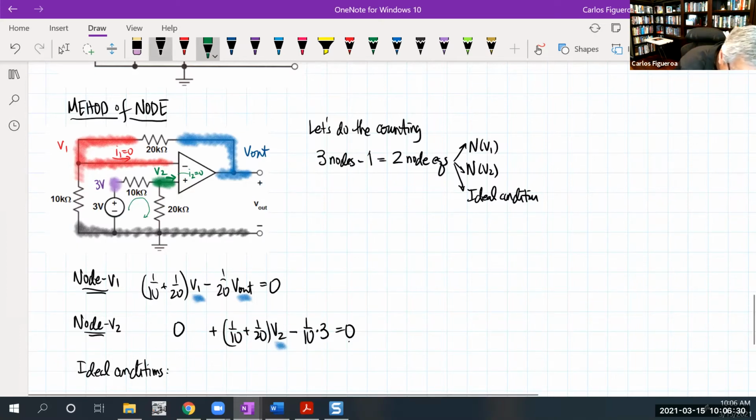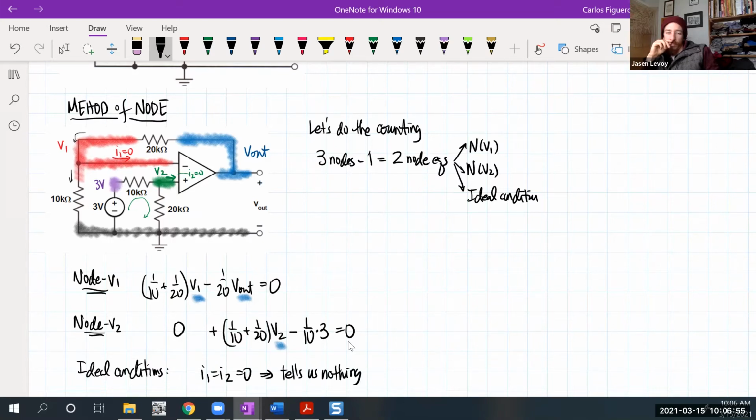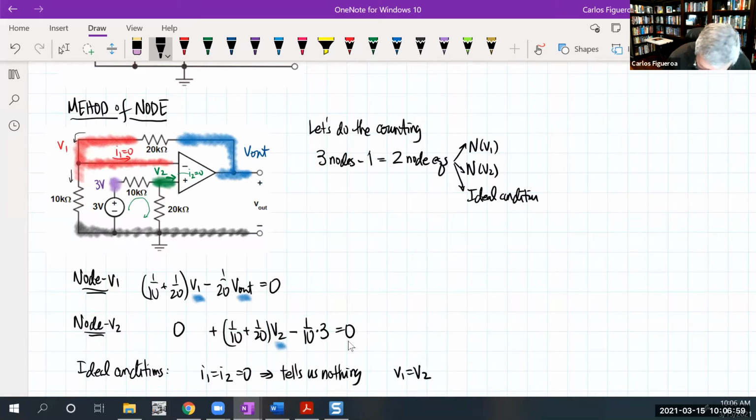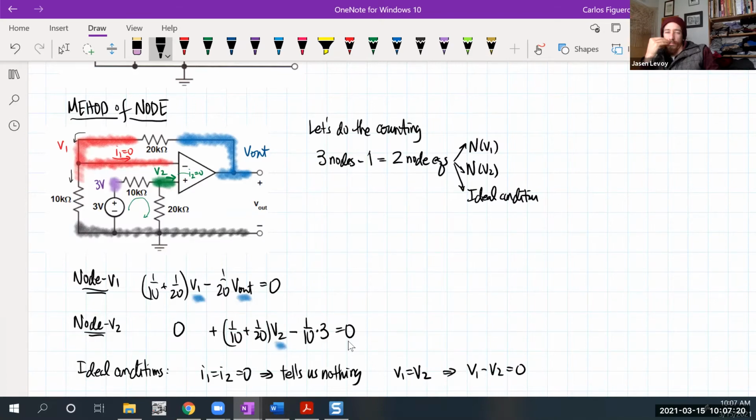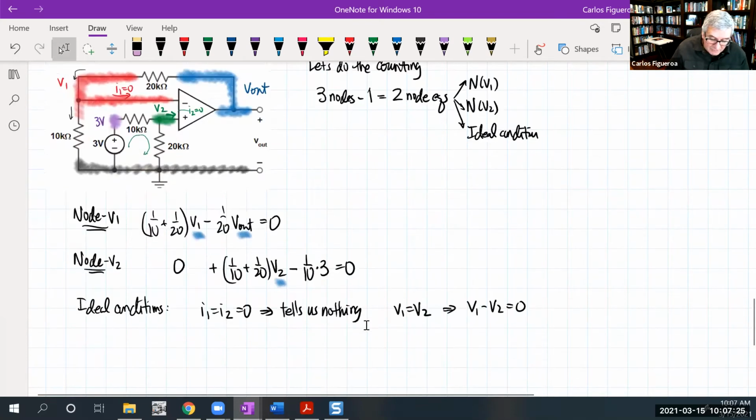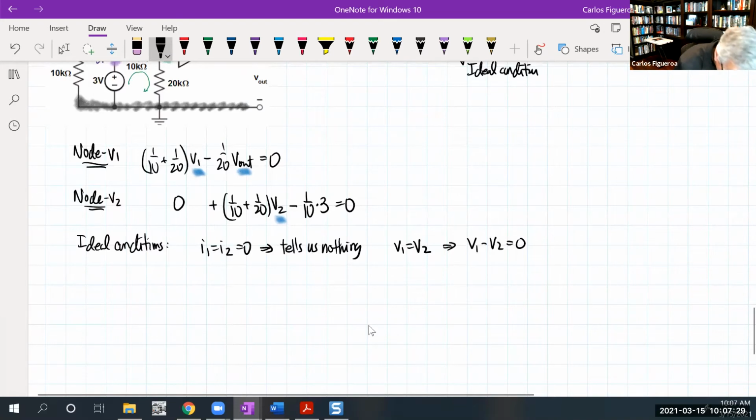And if you look at I1, what that tells us is that the current here and here must be the same, because there's no current going down into that red branch. So when I write down the ideal conditions, I1 and I2 equal to 0, it tells us nothing. So what about V1 and V2? When you look at V1 and V2, that means the node voltages at V2 and V1 must be the same. So this equation tells us that V1 minus V2 equals 0. It sets up a condition for that. So if I was to write a matrix for this, now I have a matrix solution.